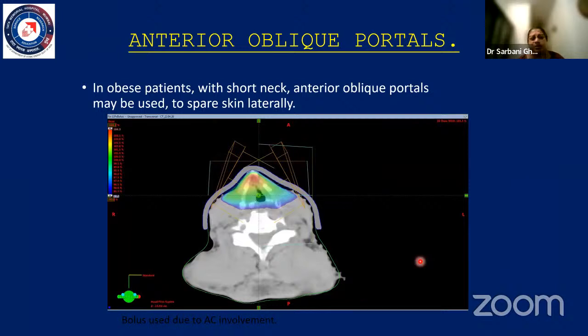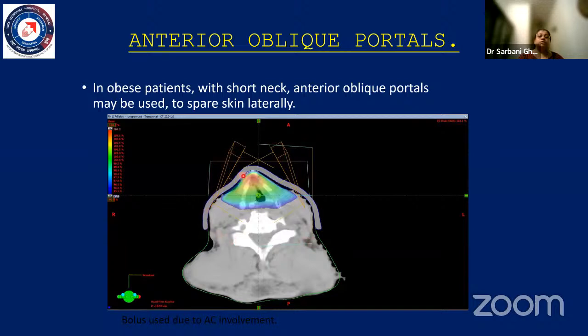Now, in obese patients with a short neck, we use anterior oblique portals to spare the skin laterally as well as get adequate coverage of the target volume. But here we do always take a CT cut. The patient is positioned with hyperextension at the neck, and a thermoplastic mold is prepared.